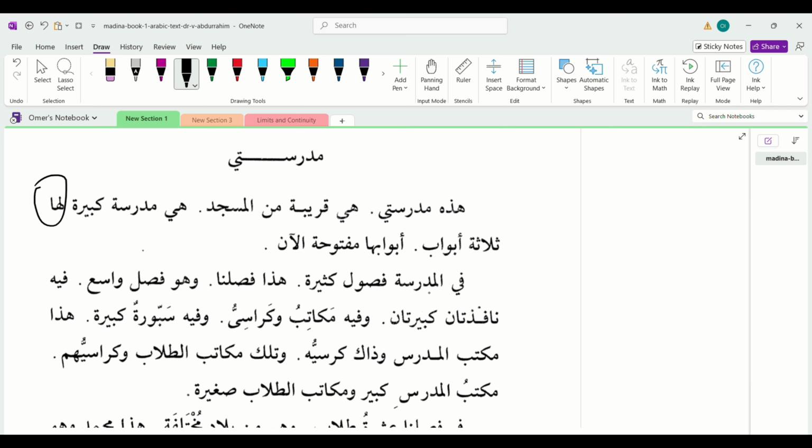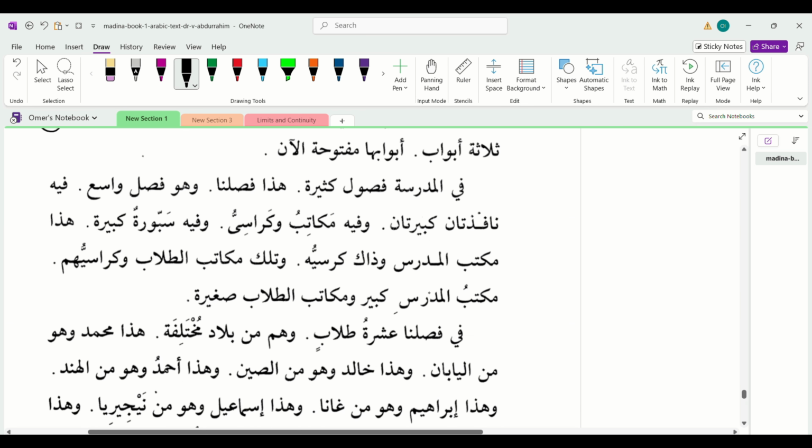هذا مكتب المدرس وذاك كرسيه. This is the desk of the teacher and that is his chair. وتلك مكاتب الطلاب وكراسيهم. And those are the desks of the students and their chairs. مكتب المدرس كبير ومكاتب الطلاب صغيرة. The teacher's desk is big and the students' desks are small.